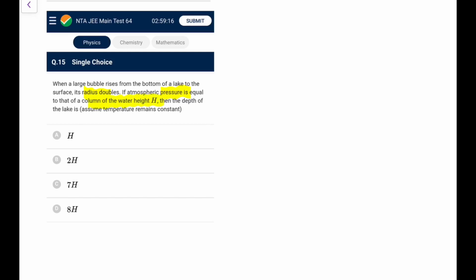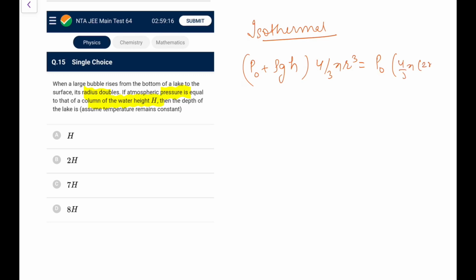So a similar question came in the NEET one I solved at night, this same 64 test. What you will have, as it rises up, we assume the process to be isothermal. So at the depth, P naught plus rho g h, where small h is the depth of the lake, into the volume, that was 4 by 3 pi r cube. Now as it comes up, pressure is P naught and the radius is doubled, so the volume becomes 4 by 3 pi (2r) whole cube.